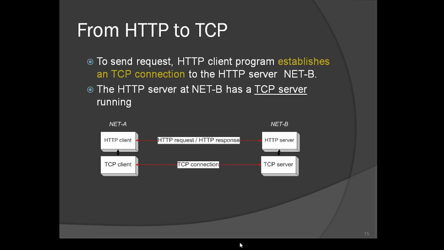From HTTP to TCP: to send requests, the HTTP client program establishes a TCP connection to the HTTP server. Just like with the OSI layers, that falls under the session layer. It establishes a session or connectivity to the destination. If there is connectivity, the network prepares for a TCP connection, meaning there is connectivity between NetA and NetB. So it is time to define what the service is. Let's define the service that we are going to send on the network.